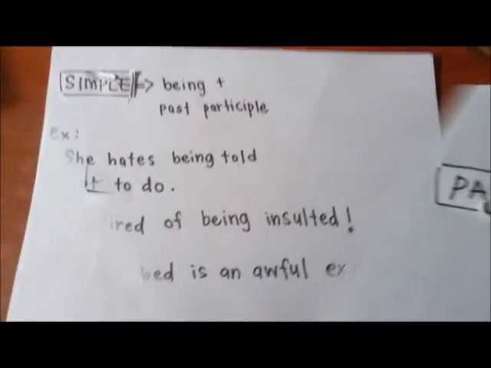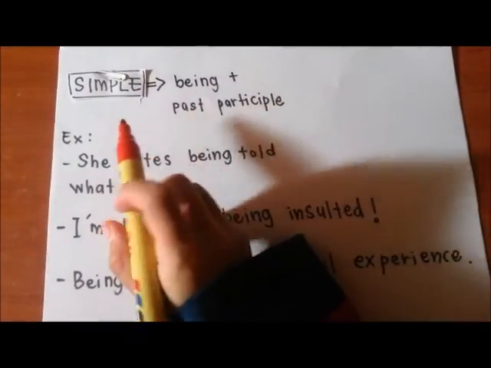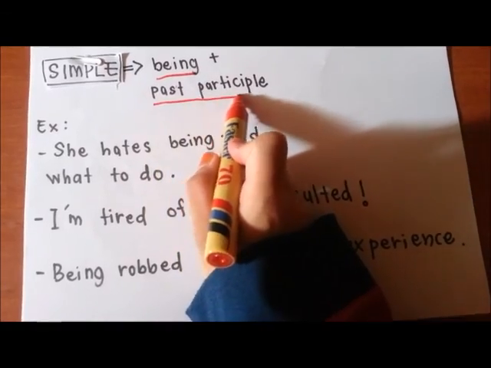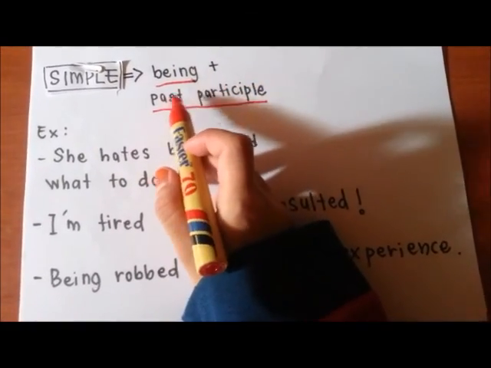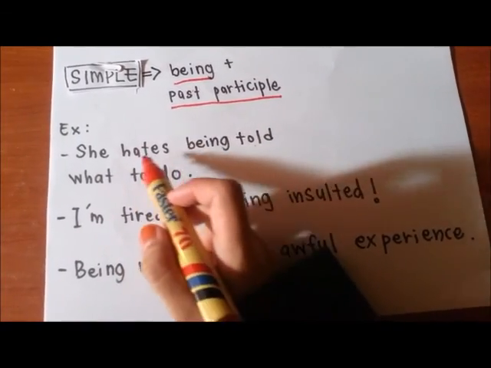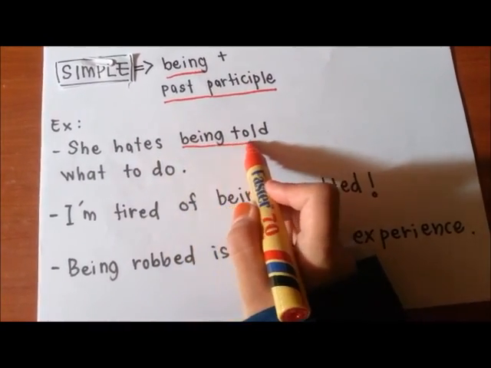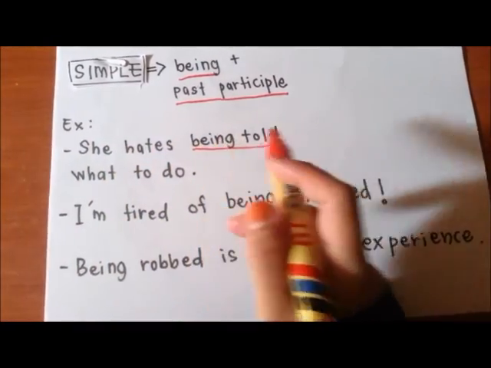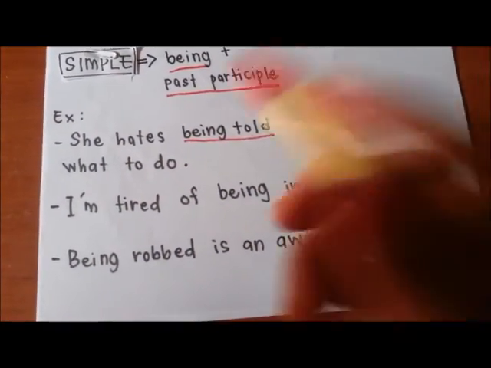Okay, let's take a look into passive, simple and past. First, let's take a look into passive simple. Passive simple is being plus past participle. Let's take a look into the example. She hates being told what to do. "Being told" is the gerund. She is already being told by someone.